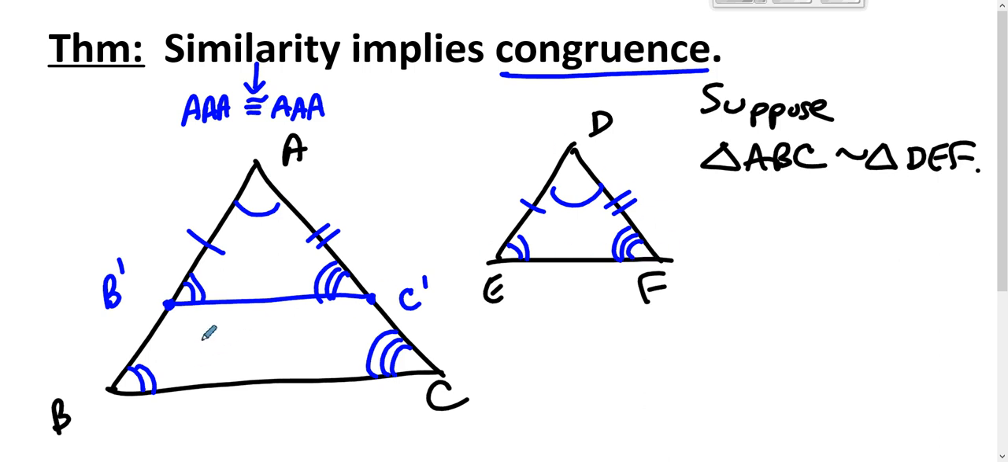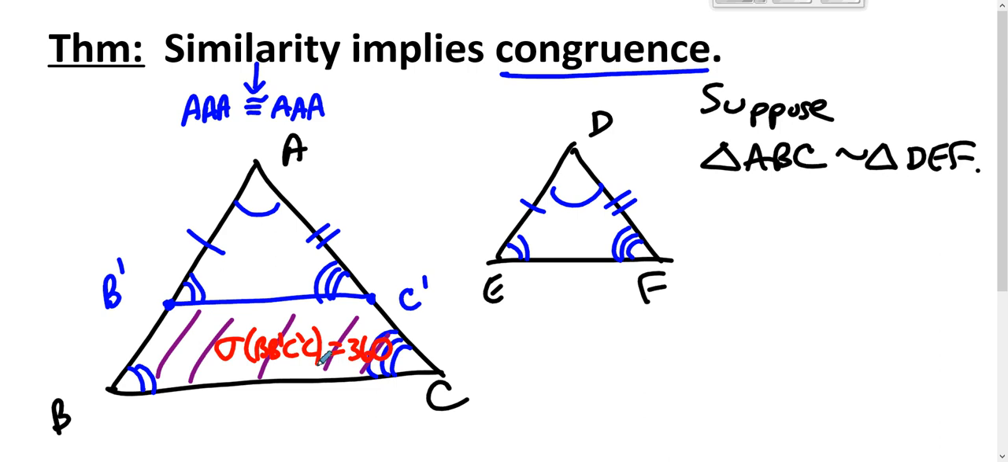Well, what does that mean about this shape here? This angle here is the supplement of that angle there, and this angle here is the supplement of that angle there. And so this quadrilateral down here has an angle sum of 360. And that is a contradiction.